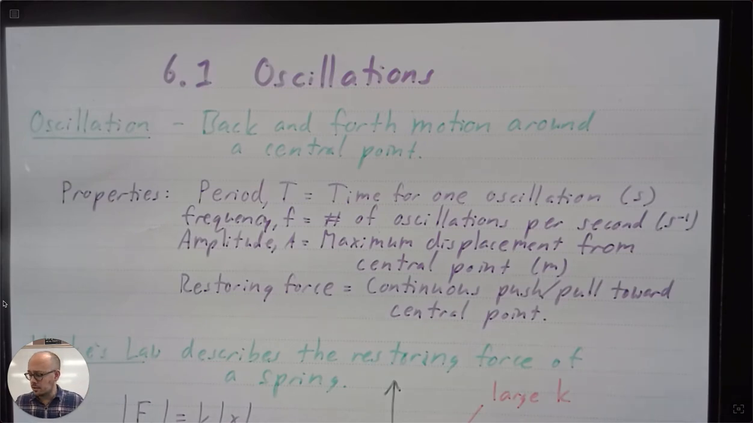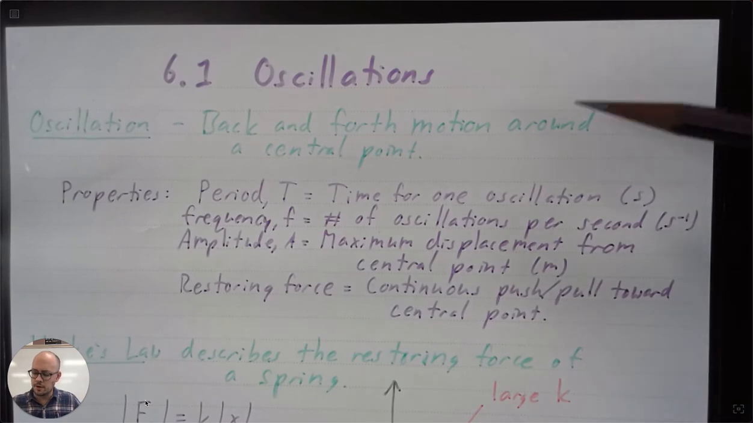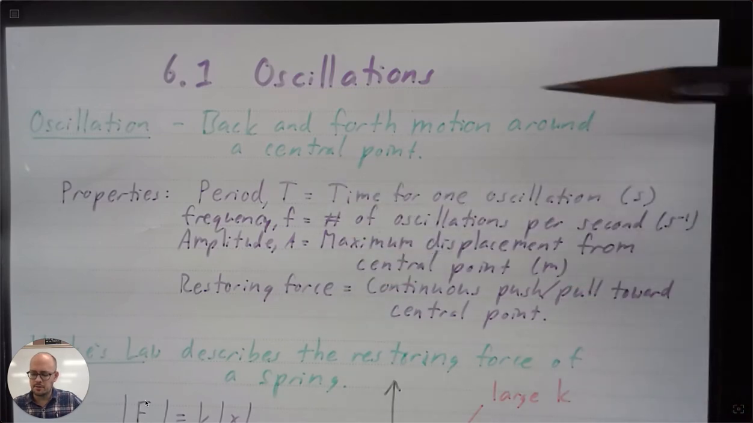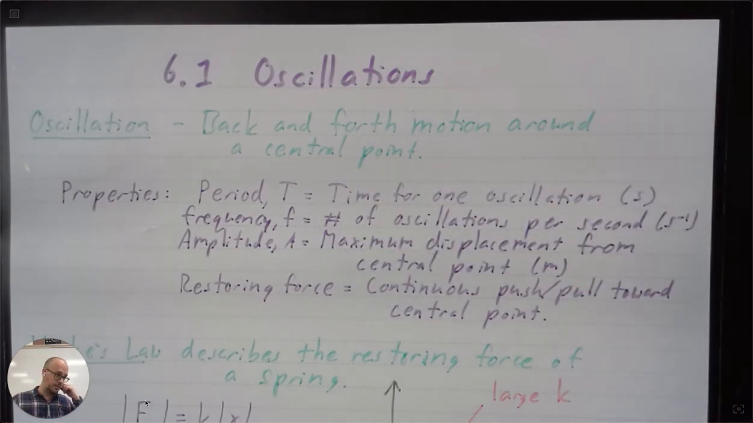So any oscillation is a back and forth motion around a central point. It does not have to happen at regular intervals. So there's no real constraints. However, for the types of oscillations that we are talking about, they have the following properties. I will demonstrate oscillations in a couple minutes here, and there's really two that we're focusing on in this unit, but let's go through the properties.